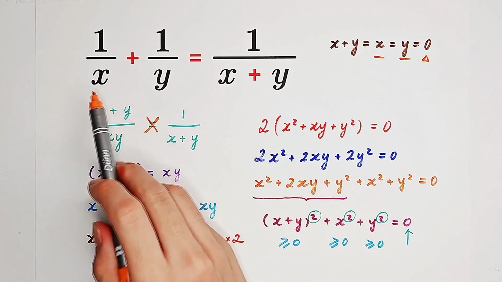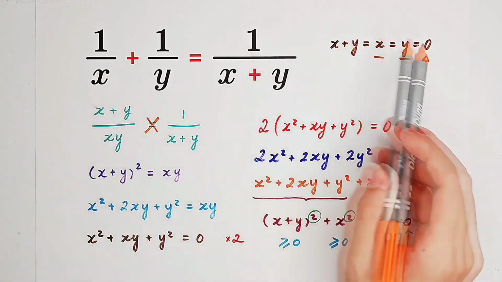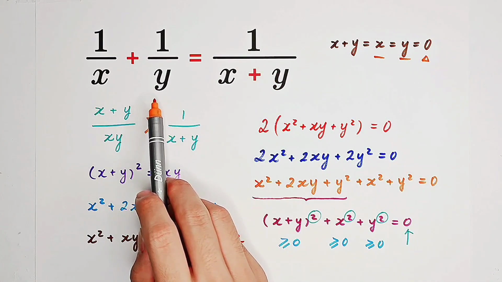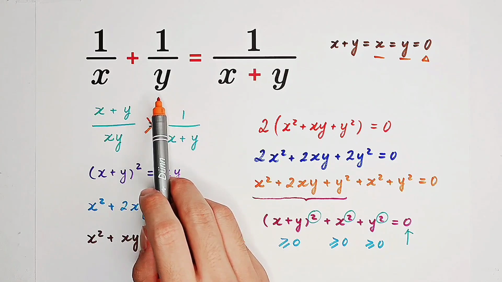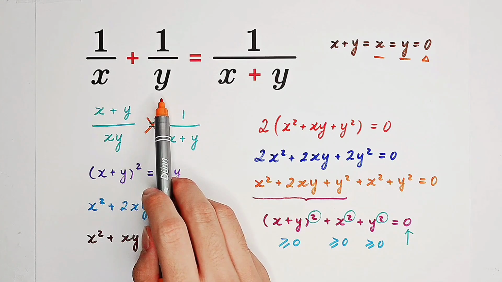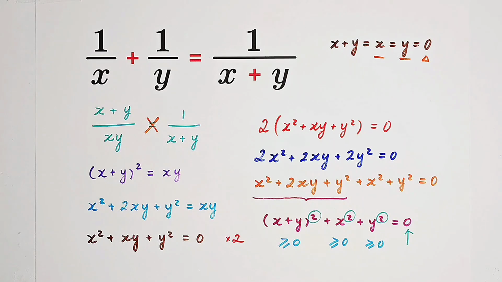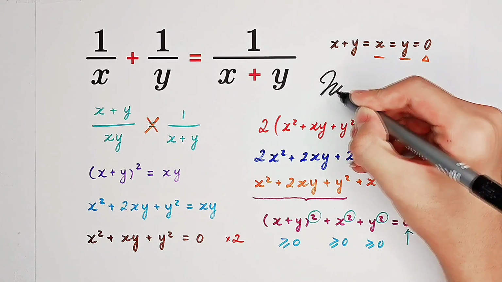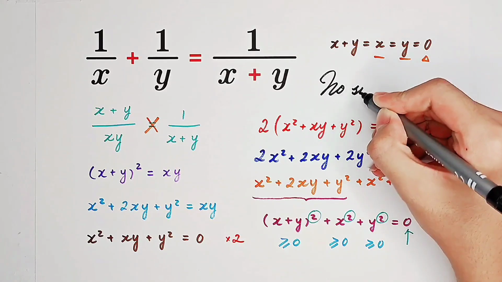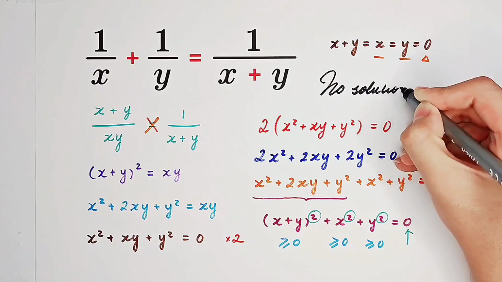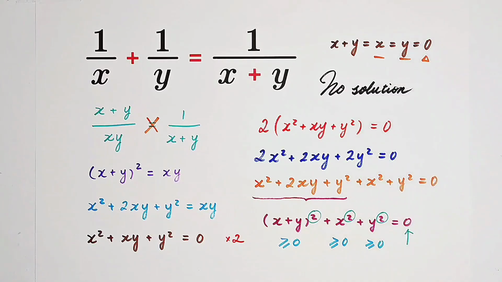Now, what is x? X is our denominator. What is y? It's also our denominator. So, can a denominator actually be equal to 0? Of course not. So, this equation doesn't have any solution. So, the answer will be no solution.